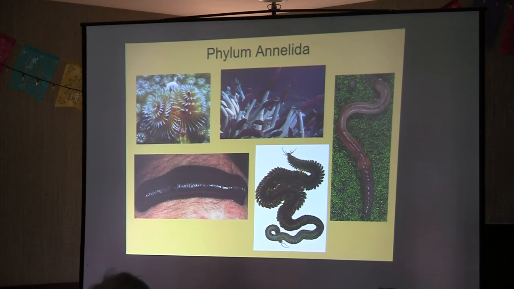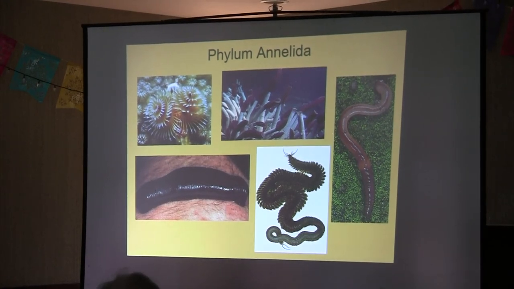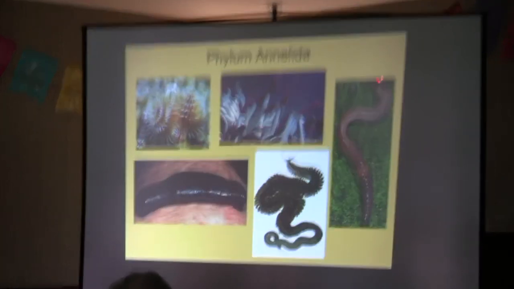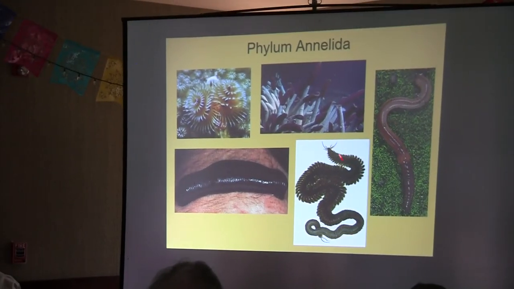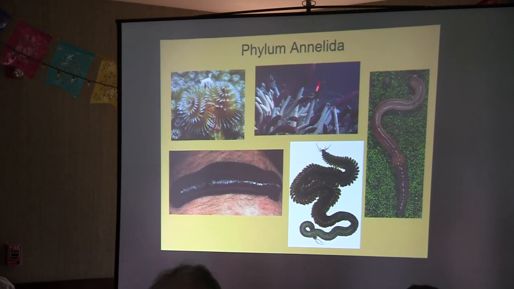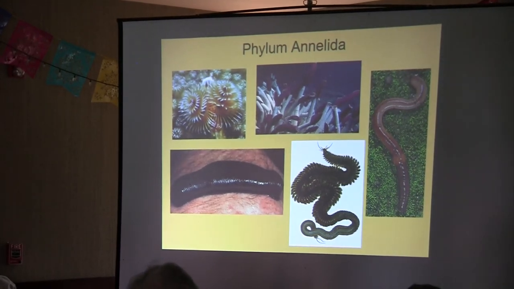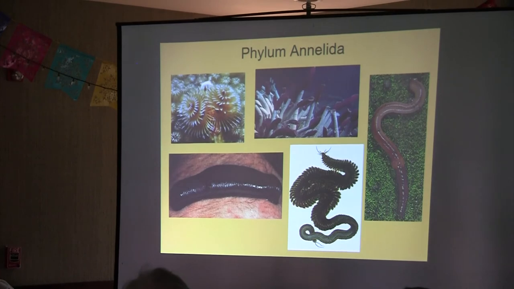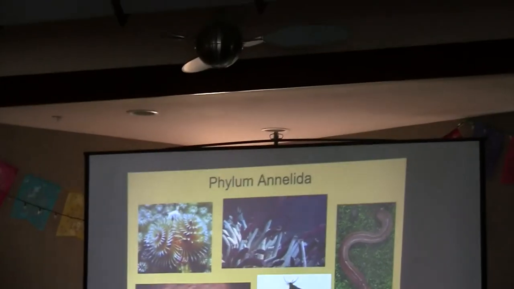So one last big group that we're looking at, the phylum Annelida, which is the earthworms, the polychaete worms, the tube worms, although I think they may be reclassifying those, like bent worms that you find here in the deep sea. And what's this? Leech. Yeah. Very cool.